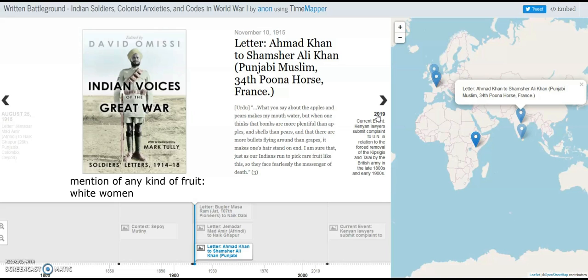If an Indian soldier pursued a relationship with a white woman, he could be seen as threatening the English empire's stability. Despite this, Shamsher Ali Khan still sent his original letter in code, which means he knew he was challenging the social norm, but that did not stop him from composing the letter anyways. When Ahmad Khan writes that bombs are more plentiful than apples, he is unknowingly recommitting to Shamsher Ali Khan's defiant and agency-filled stance against the colonial and empire-building anxieties of the British.